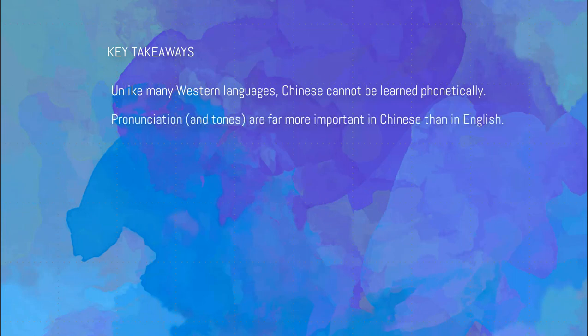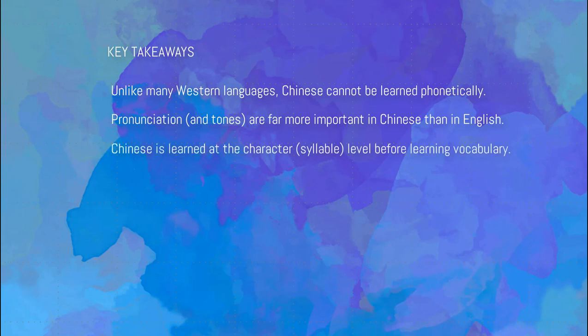Based on these differences, we're going to introduce some concepts that are a departure from traditional learning methods. We'll discuss these in depth in another video, but for now, let's just recap what we've learned today. Because of the issues with characters and homophones, Chinese cannot be learned phonetically. Having said that, pronunciation is far more important in Chinese than it is in English. And unlike English, Chinese is learned at the character or syllable level.